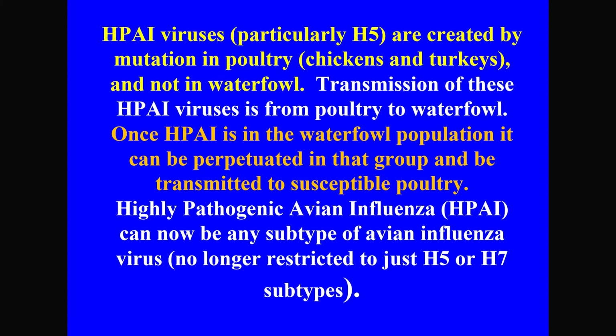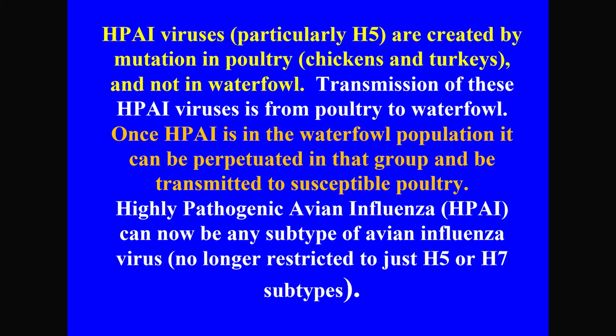Now, high-path avian influenza viruses, particularly H5, are created by mutation when they're in poultry, such as chickens and turkeys. We do not see these created in waterfowl. There's transmission of these viruses from poultry to waterfowl. The original transmission would be from waterfowl into the poultry, and then when we get mutations, there's transfer back. Once the HPAI is in the waterfowl population, it can be perpetuated in that group of birds and then be transmitted to susceptible poultry.